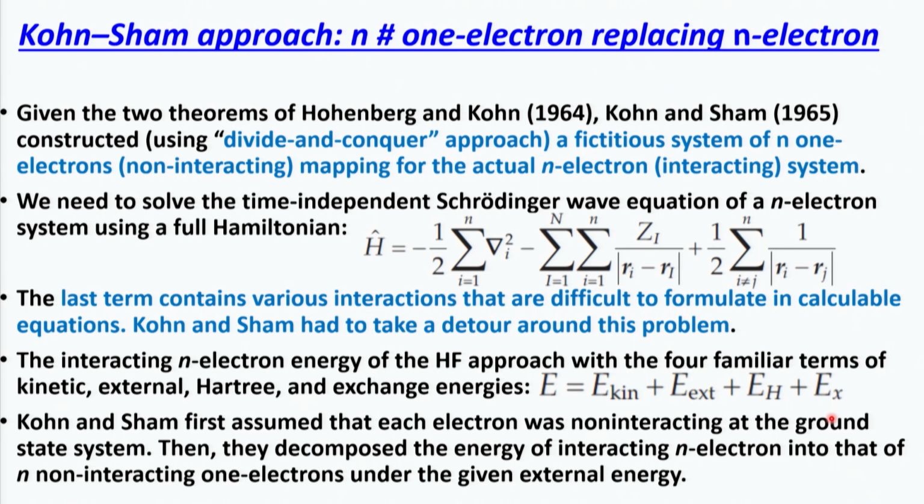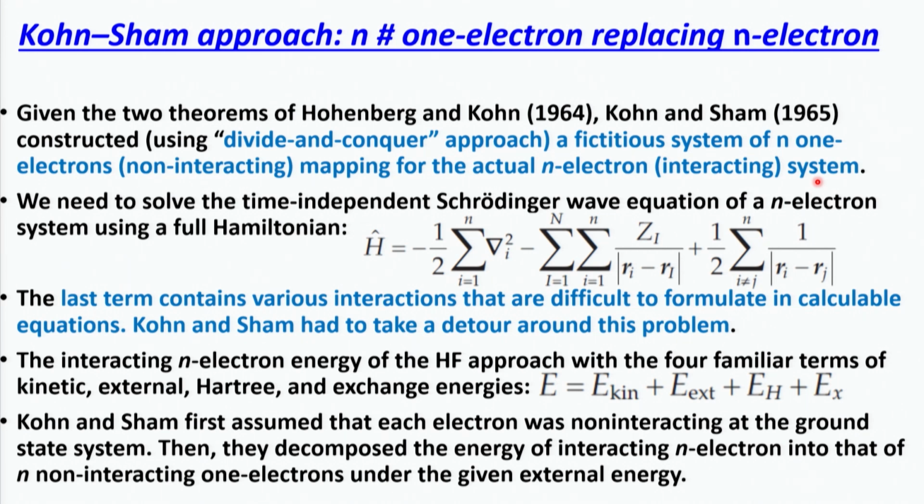Now, how do we find this ground state? For that we need to go for the Kohn-Sham approach. We consider the n electron system as n number of one-electron systems. Given the two Hohenberg-Kohn theorems, Kohn and Sham used a divide and conquer approach to construct a fictitious system of n non-interacting electrons, mapped to the actual n interacting electron system. In the actual case all the electrons are interacting, but in the Kohn-Sham approach the electrons are not interacting, and the n electron system is nothing but the summation of n single electron systems.